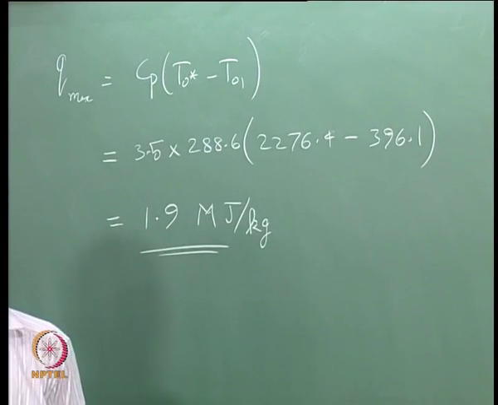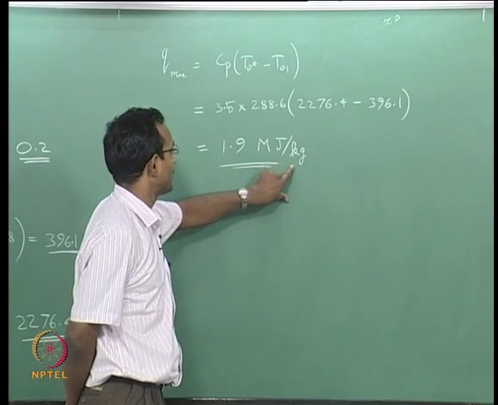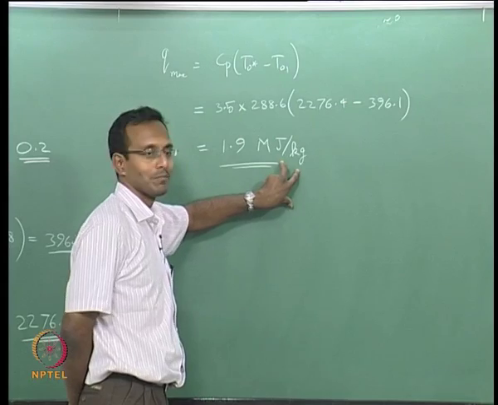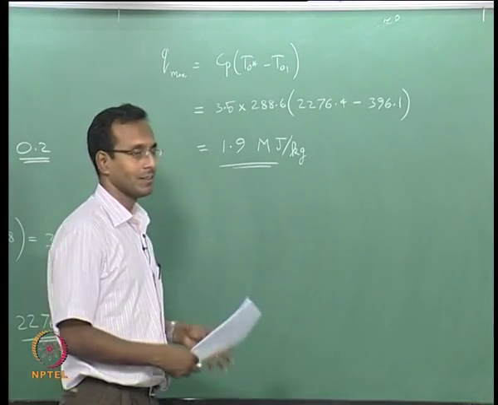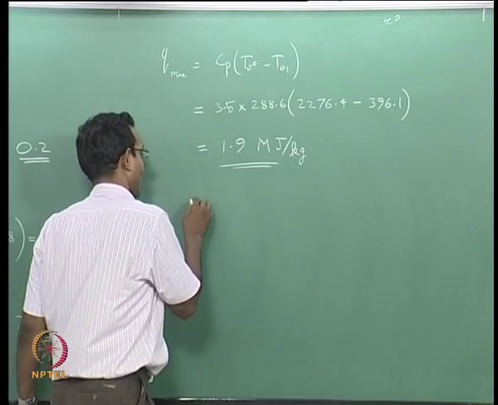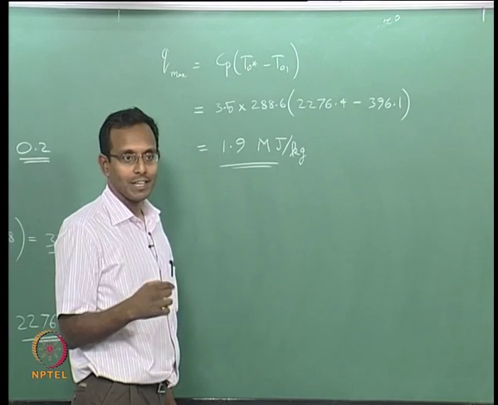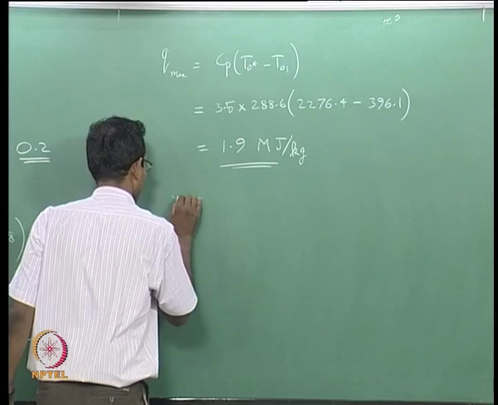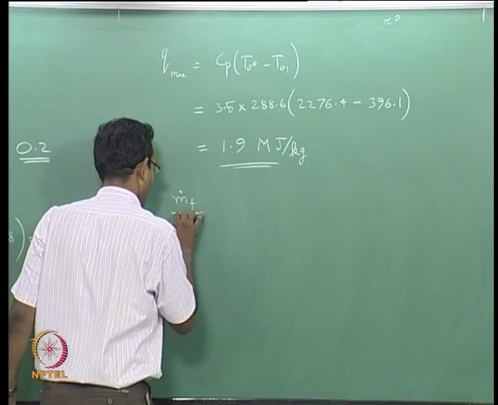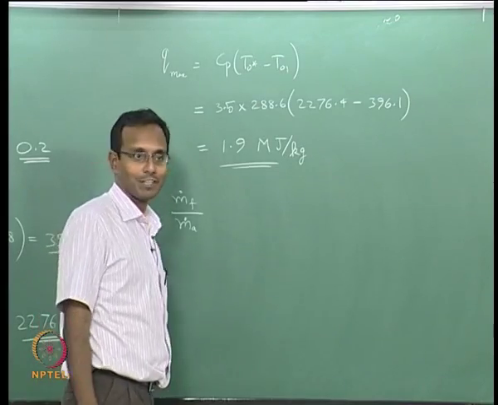Once I know this, I need to find how much mass of fuel will give me this much heat. But there is one problem. What is this megajoules per kilogram? What is this kilogram? Weight of what? This is weight of air. So now I want to find how much fuel I can add. I cannot find the fuel unless I find the air. So what I can really find is m dot fuel by m dot air. This is all I can find really if I think about it.